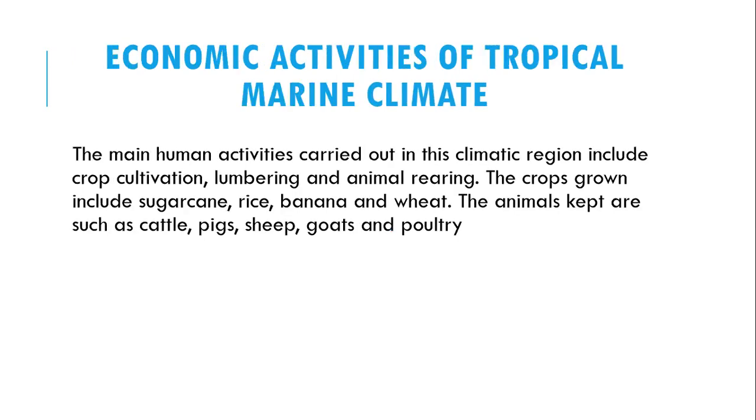Let's see the economic activities of the tropical marine climate. The main human activities carried out within this climatic region include crop cultivation, lumbering, and animal rearing. The crops grown include sugarcane, rice, banana, and wheat. And the animals kept are cattle, pigs, sheep, goats, and poultry.